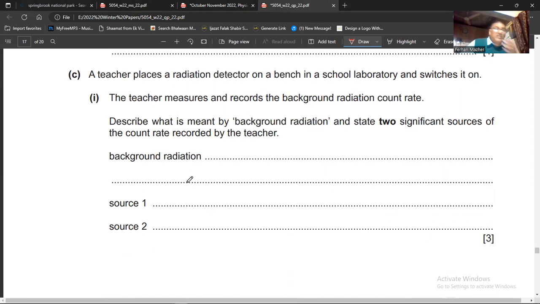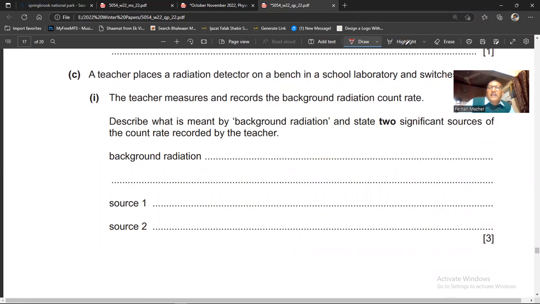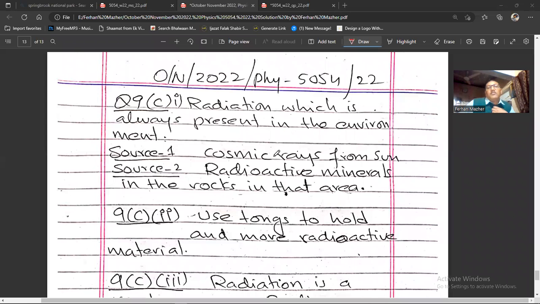Background radiation is the radiation which is always present in our environment in a location. So we say that is the background radiation. The sources are the rocks, and cosmic rays which are coming from outer space. Radiation which is always present in the environment is called background radiation, and the sources can be cosmic rays from the sun or the radioactive minerals in the rocks in that area.